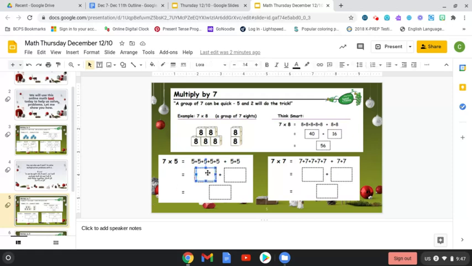So let's look down here. 7 times 5. A group of 7 can be quick. 5 and 2 will do the trick. So I break the 7 into 5 and 2. So I will do 5 times 5. That gives me 25. That's an easy fact. And then I do 2 times 5, which is 10. That's an easy one too. When I put 25 and 10 together, I get 35.